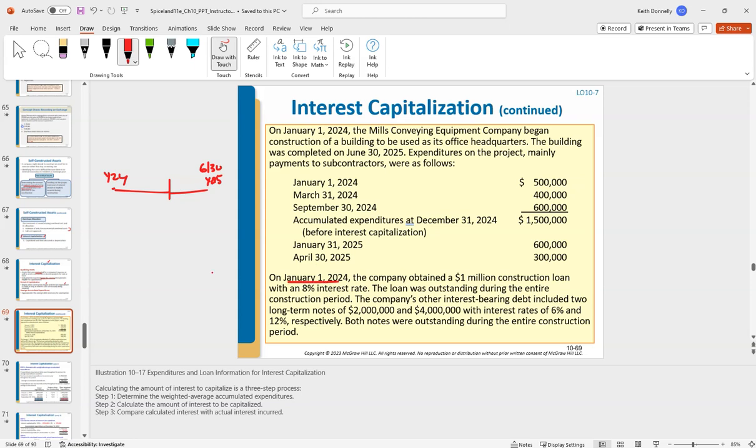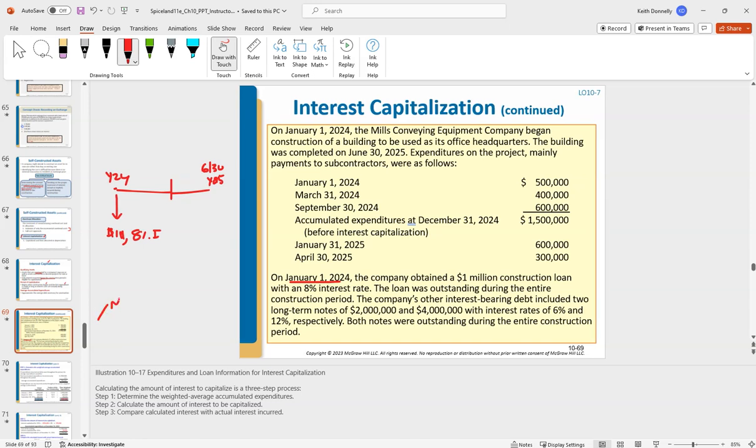A couple things here. On January 1st, we took out a $1 million loan, and that had an 8% interest rate on it. On top of that, our other loans: we had a note payable 1 and note payable 2. These were for 2 million and 4 million, and the interest rates on these were 6% and 12%. Just some background information.